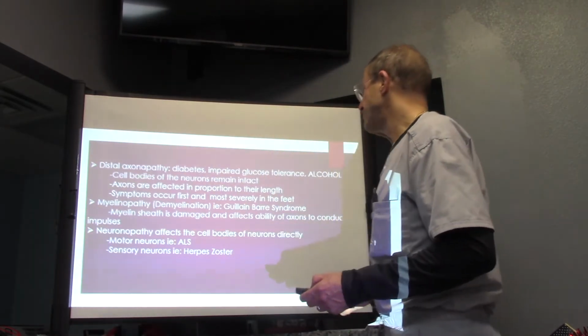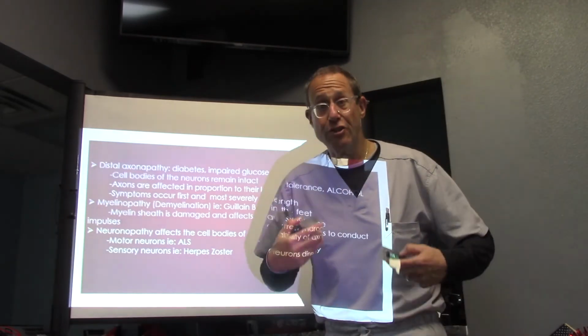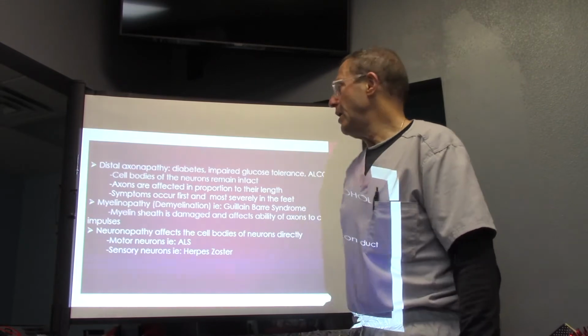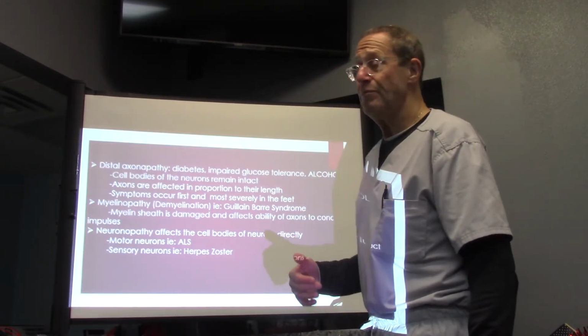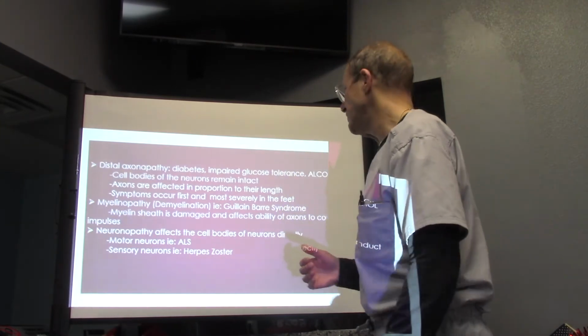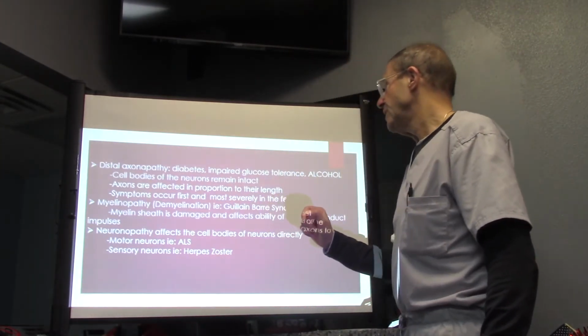So the axons are affected in proportion to their length. The longer they are, the more they're going to be affected. That's why usually it will develop more in the legs than in the arms, because the nerves are longer going to the legs, actually going to the toes.